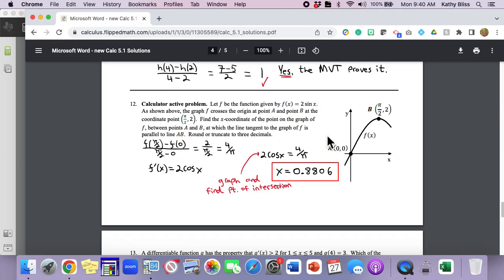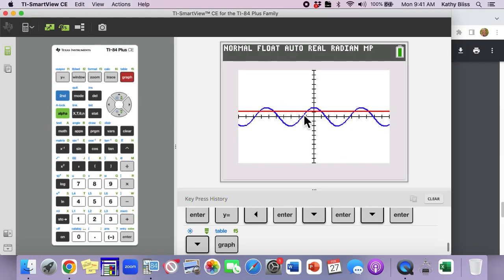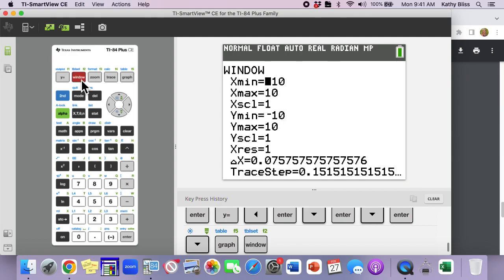So let's go back to the equation. It says here that the first thing I needed to do was use the mean value theorem. I found the slope from A to B, and then set the derivative equal to that, because I'm looking for the point on this interval where the slope of the tangent line is equivalent. I'm going from an x value of 0 to an x value of pi over 2, so I want to restrict my domain. I go back to my calculator, go to window, and restrict my domain from 0 to pi over 2.